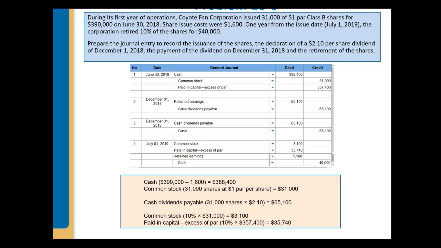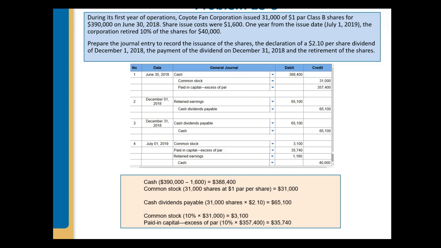Then, when the cash dividends were declared, 31,000 shares times $2.10 would be a debit to retained earnings for $65,100 and a credit to cash dividends payable for the same amount. Then, when they were paid, we're going to debit our dividends payable and credit our cash.